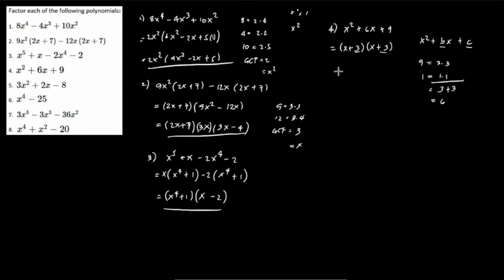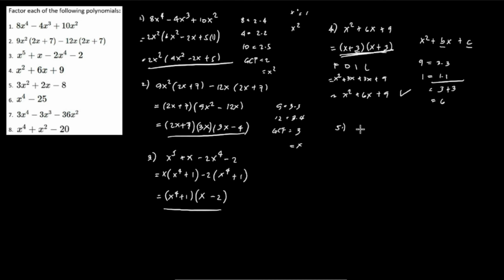Using the FOIL method to verify that the factor is the same as the given, and by checking with the FOIL method: first term x squared, outside term x times 3, that's 3x, plus inside term, 3 times x, that's also 3x, and last term 3 times 3, positive 9. And simplify: x squared, 3x plus 3x is 6x, and plus 9. And this is correct. The value for number 4, x plus 3 times x plus 3, and this is the answer.